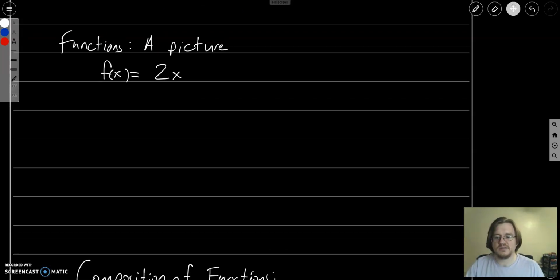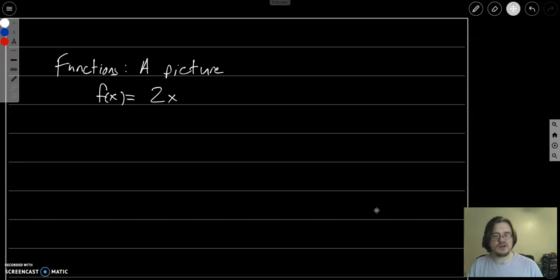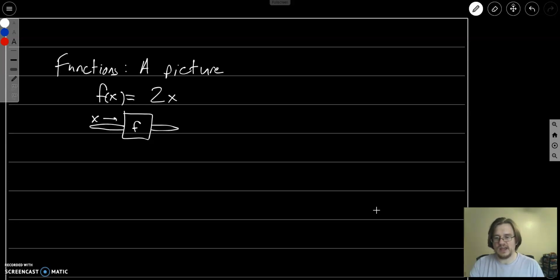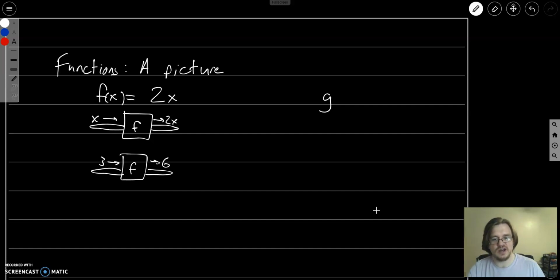The last way to combine functions, I think, is easiest when I draw a picture to describe what's going on. So I think of functions as little machines. We've got an input and we've got an output, and as our x goes into our function f, out the other side will come 2x. So for instance, if I plug in a 3, out the other side will come a 6. So maybe we also have another function which I'll call g of x. And this function, maybe this is the +1 function, and we'll just add 1 to whatever number we plug in.